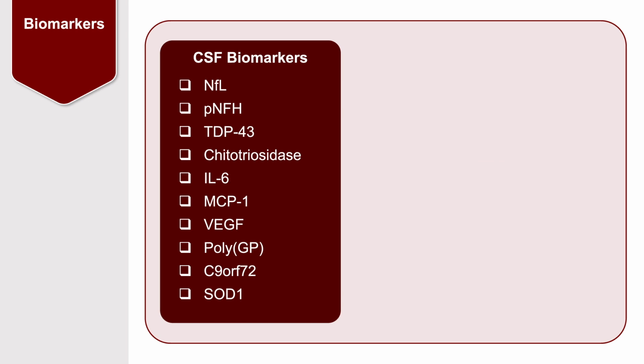Some of those biomarkers may be blood or CSF neurofilament. Particularly, the most advanced biomarker is CSF neurofilament, both light chain and phosphorylated neurofilament heavy chain. Other cerebrospinal fluid markers that are under development include TDP43, chitotriosidase, IL-6, MCP1, VEGF, poly-GP, especially for C9orf72, and then, of course, SOD1 protein in the spinal fluid for SOD1 patients.